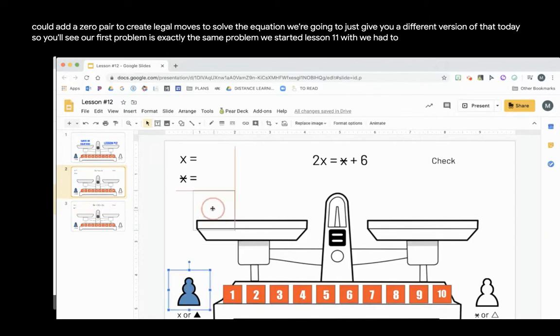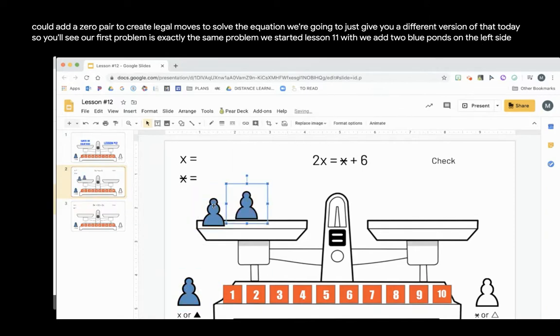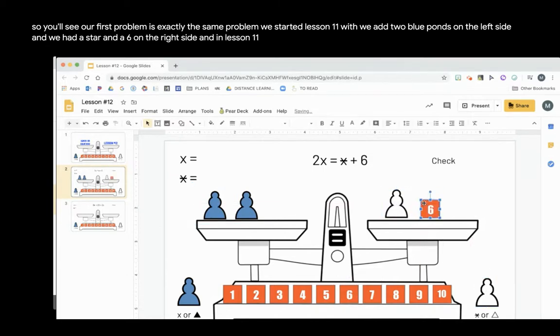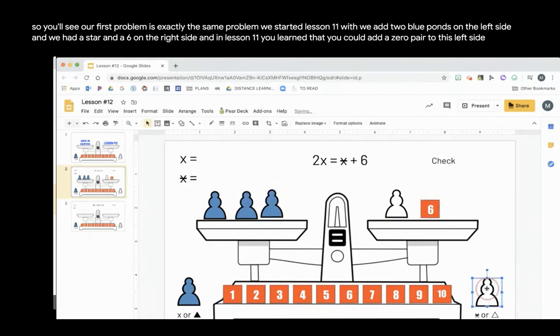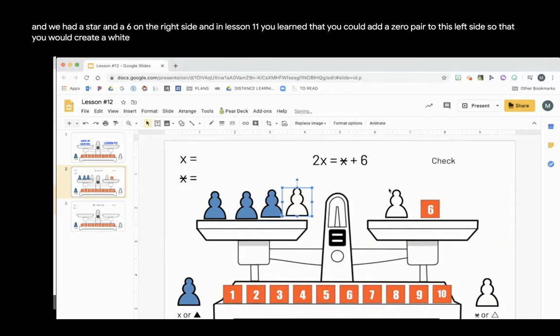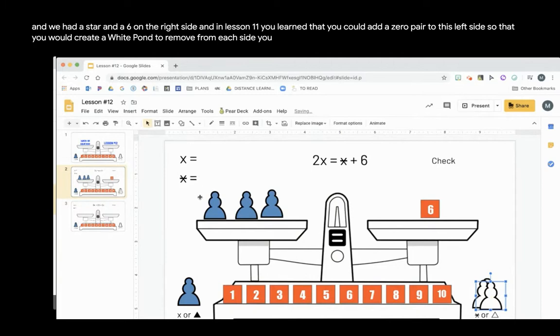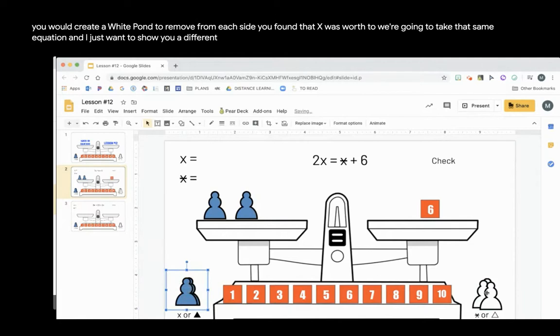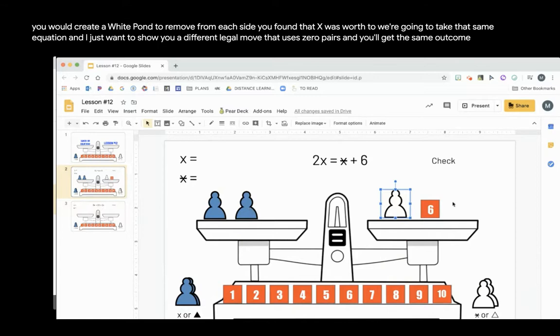We had two blue pawns on the left side, and we had a star and a 6 on the right side. And in Lesson 11, you learned that you could add a zero pair to this left side so that you would create a white pawn to remove from each side. You found that x was worth 2. We're going to take that same equation, and I just want to show you a different legal move that uses zero pairs, and you'll get the same outcome.